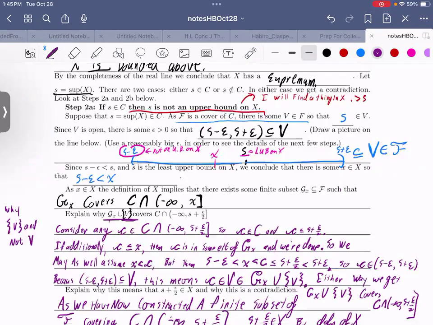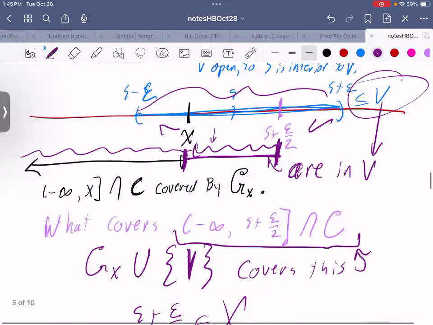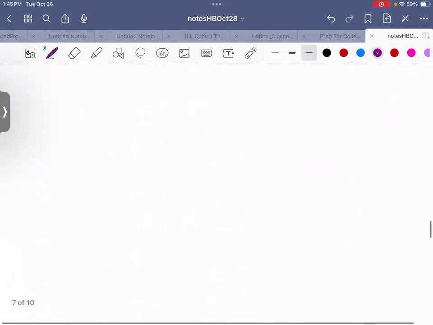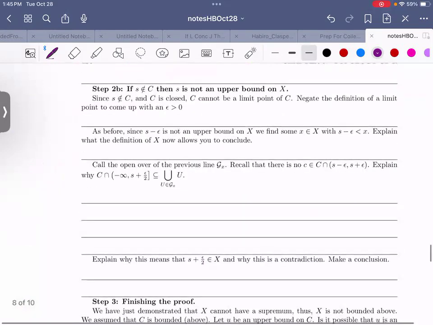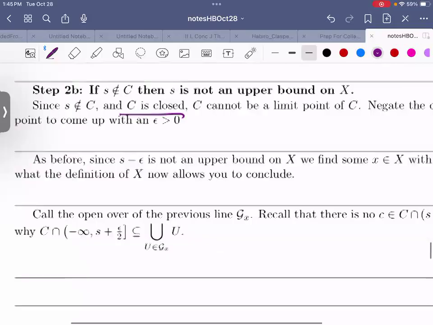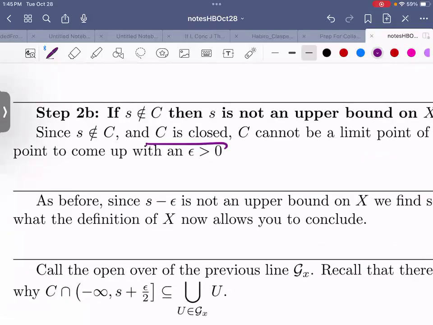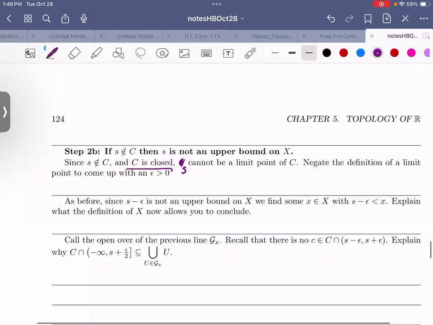If S is in C, then we've gotten a contradiction. So it must be that S is not in C. Whew, let's do it. And again, if S is not in C, we will show that S is not an upper bound on X. And this time, we'll use that C is closed. Since S is not in C and C is closed, S cannot be a limit point of C.